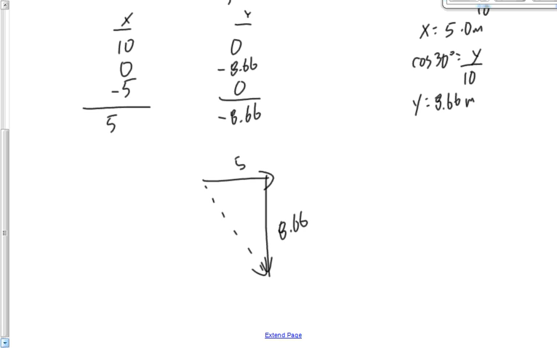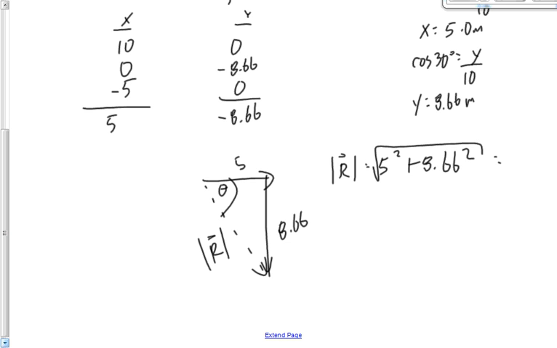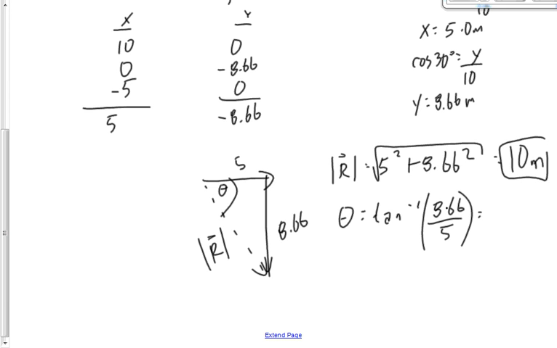The resultant vector is drawn from start to finish. That's what we want to find. The angle is drawn at the very beginning here. We're going to say r is the square root of 5 squared plus 8.66 squared. What do we get there? A bunch of you should have the answer already. Okay. Thank you, Joseph. 10 meters. And the angle would be the inverse tan function of opposite over adjacent. And I'm going to guess that's going to be somewhere in the range of 50 degrees. 55? 60 degrees? Thank you.